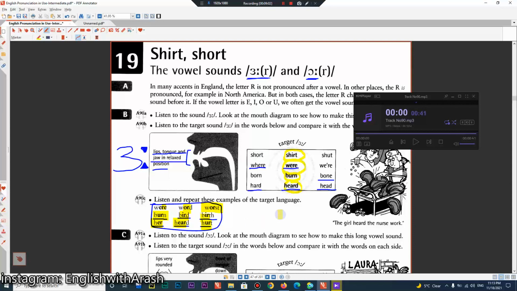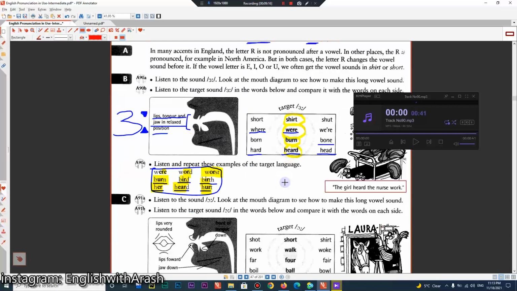So now there's a tongue twister here. It says the girl, it's here. I don't know if you can see that. Maybe. Yes. Listen. The girl heard the nurse work. So here you have all of those sounds. The girl heard the nurse work.